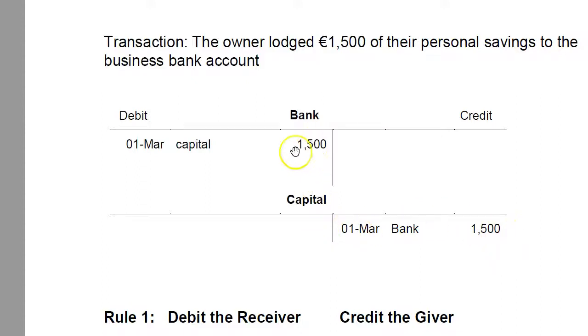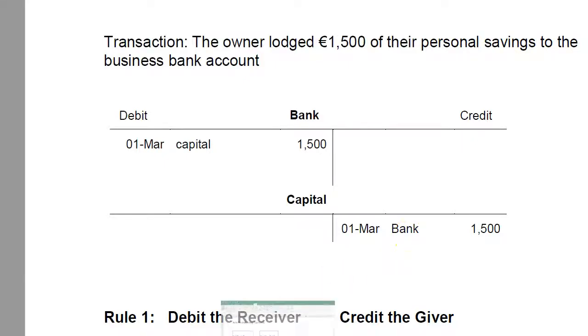And the description is important. It's normally the name of the other account. So in the bank account, there's no point putting bank as the description because you know it's bank. What you need to know is when you look at the bank account with 1,500 in there, where did it come from? And it came from capital invested. So it'll always be the name of the other account. And in the capital account with 1,500 in, your description should be where did that money go to, where was it invested, and it was invested in the bank.